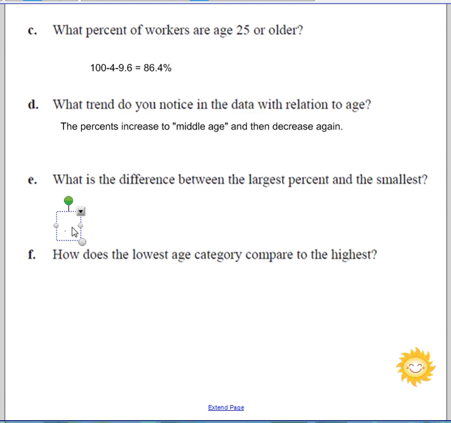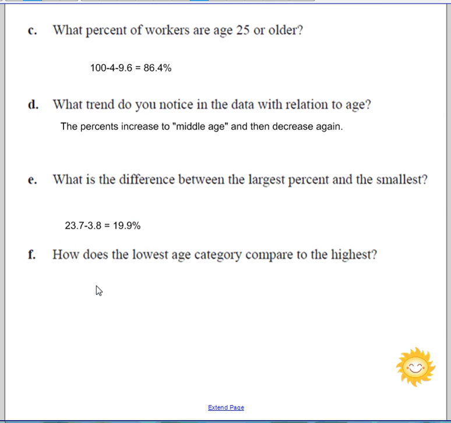Next question asks us, what is the difference between the largest percent and the smallest percent? Not age groups, but numbers. And so the highest we have is 23.7, and that was our 45 to 54-year-olds. And our lowest is 65 and older with 3.8%. And so the difference there is 19.9%.